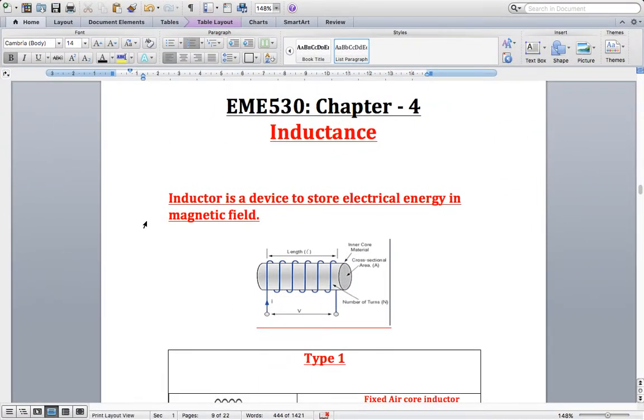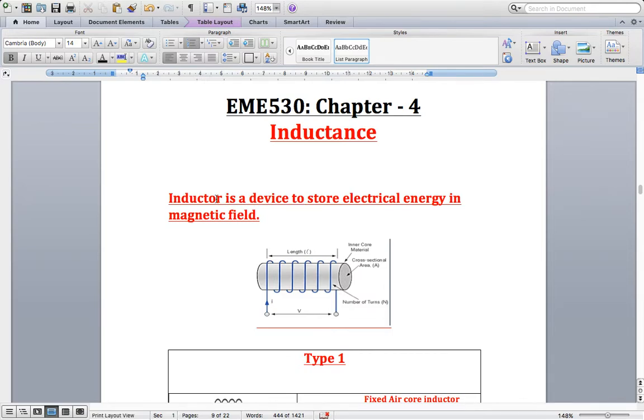So let's move on to chapter 4, which is inductance. Inductance and capacitance are almost similar, but the difference is that capacitance stores electrical energy in between the plates. It will store electrical energy in between the metal plates, which are positive and negative. But for inductance, it won't store it that way; it will produce electrical energy in the magnetic field. So I'll show you how.